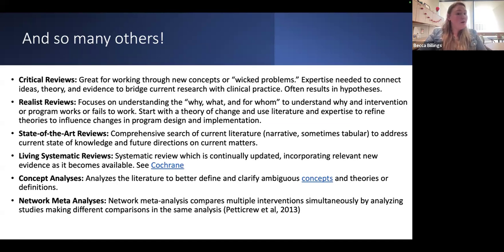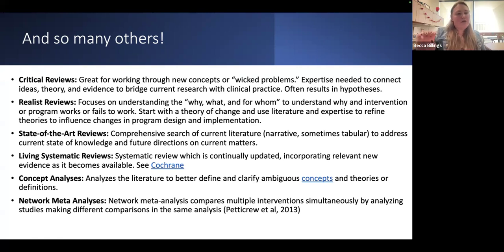So lastly, there are many other reviews that are out there. So you have critical reviews, realist reviews, state-of-the-art reviews, etc. We don't usually see these as much, but they are available to you. State-of-the-art reviews are usually doing a fairly comprehensive search, but of very current literature. Often you'll see them on technology issues.